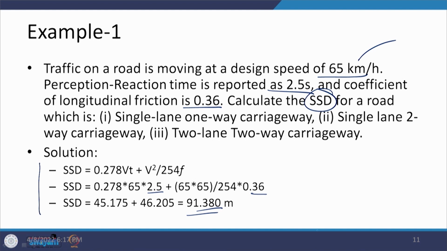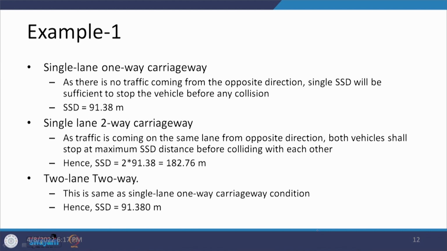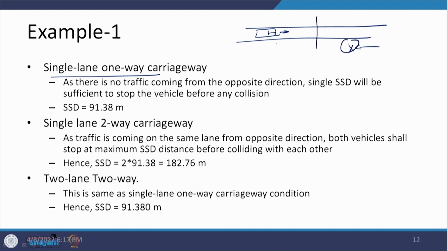Now, the first case is a single lane one way carriageway. That means the traffic is moving in only one direction, and there is no traffic coming from the opposite side. If there is an obstruction, then this vehicle should stop within a distance of a single SSD. Therefore, the answer is going to be 91.38 meters only.